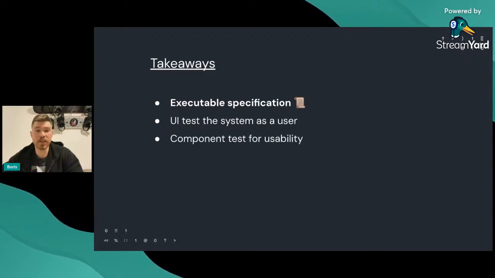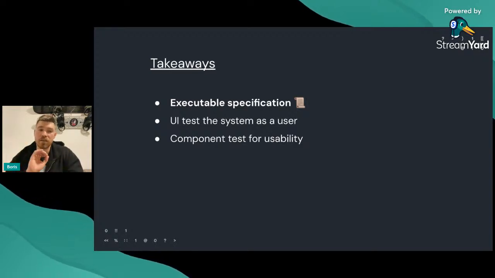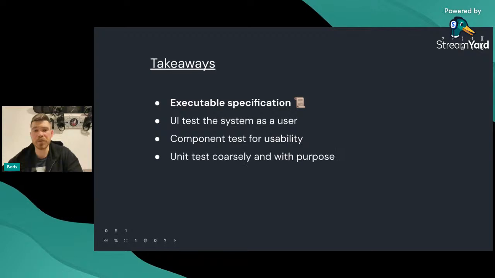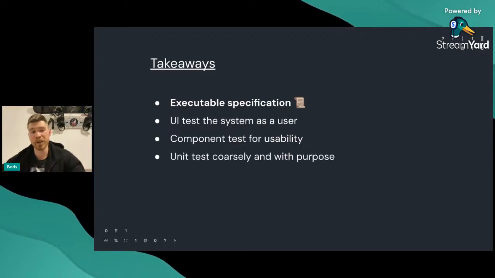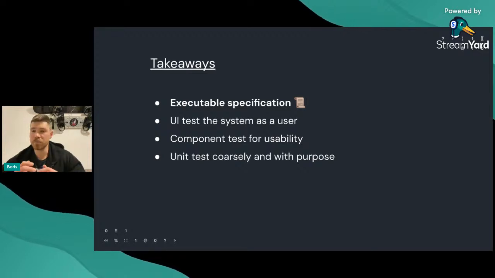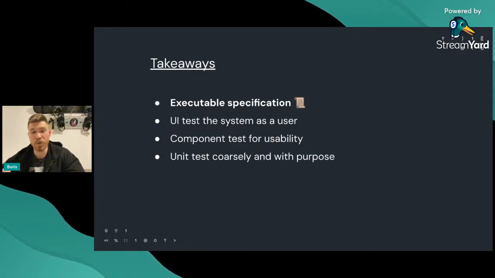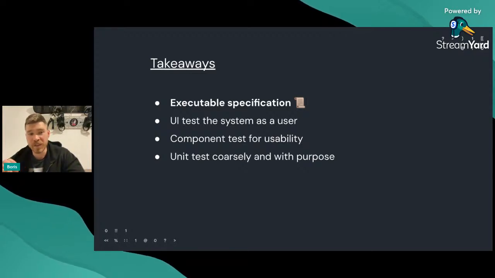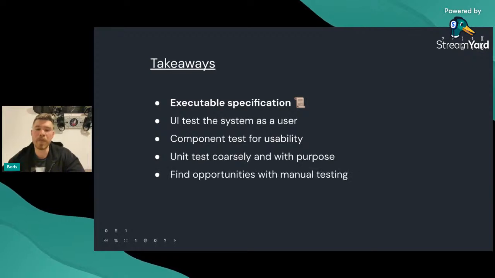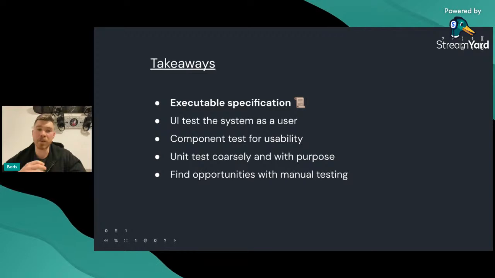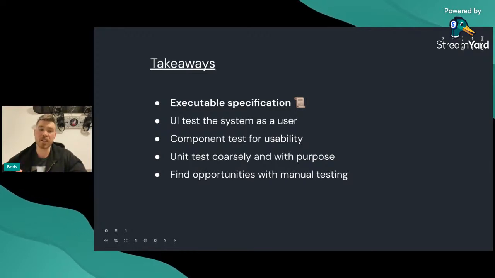Test components for usability, that they look good in all necessary states, that all callbacks are fired with correct values. Keep your unit tests coarse, write them with purpose, and of course, go finer if necessary, but really keep them focused. Focus on testing the specification of your application, and use manual testing for finding new product opportunities and creating new executable specification for your application.